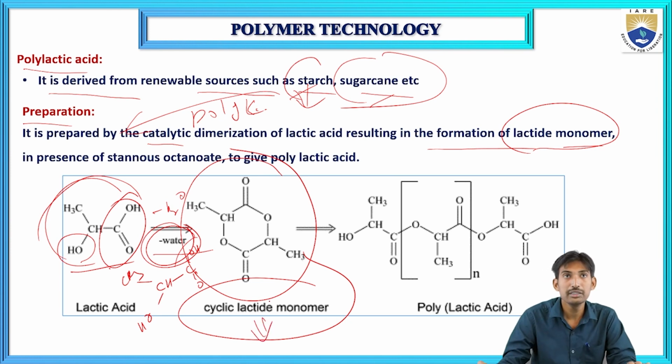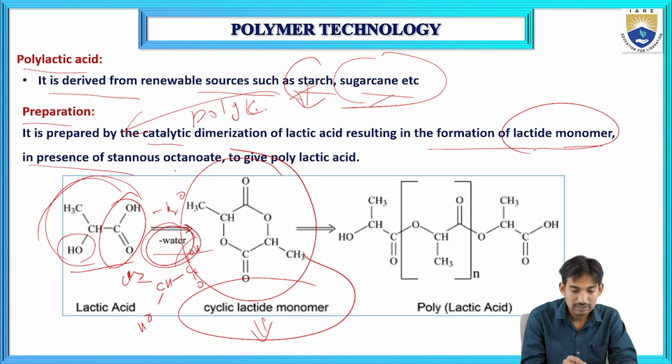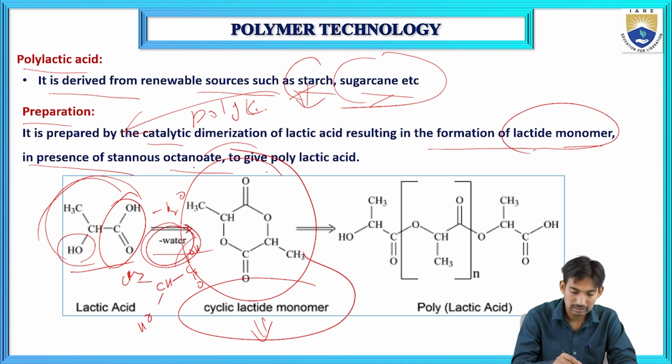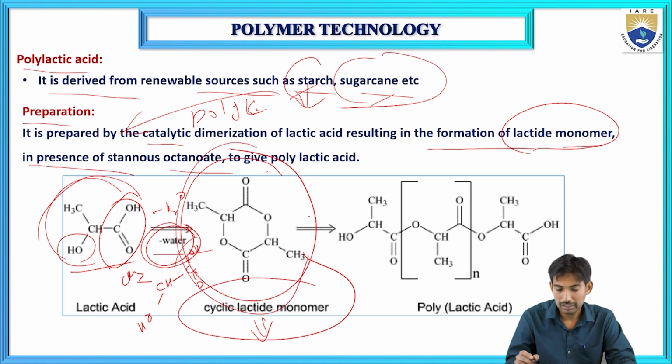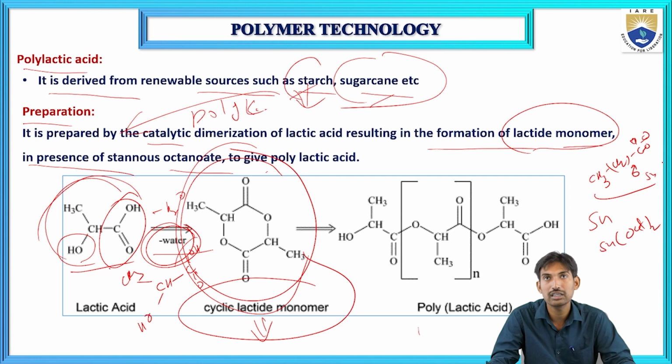In the presence of stannous octanoate, this cyclic lactate monomer undergoes polymerization to give polylactic acid. Stannous octanoate means CH3(CH2)6 C double bond O minus, bonded with tin. This is the octanoate structure.